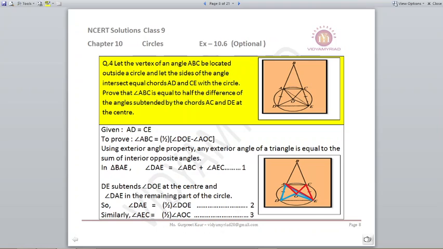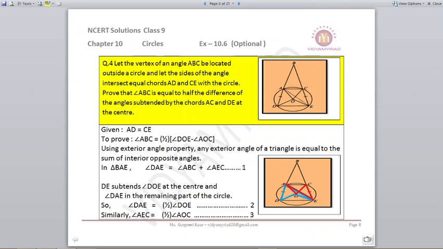Your exterior angle property is sum of two interior opposite angles. So what is exterior angle over here? Angle DAE is your exterior angle, which is equal to angle ABC plus angle AEC, which is equation number 1. Now if you look at DE is a common line segment which subtends angle DOE at the center and angle DAE in the remaining part of the circle, which means that angle DAE will be half of angle DOE.